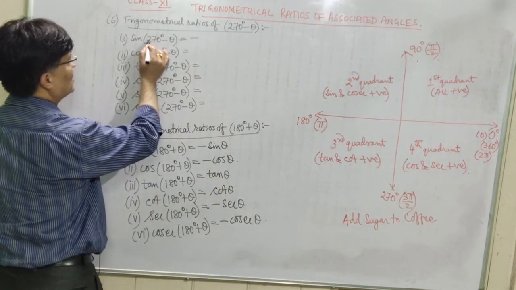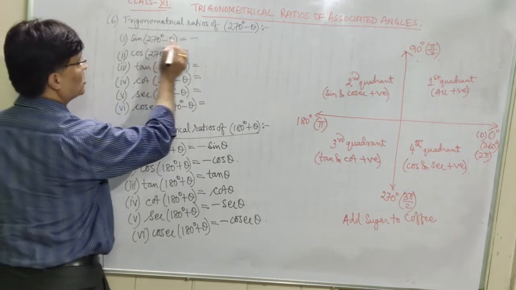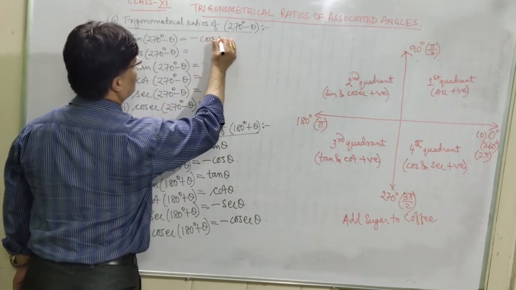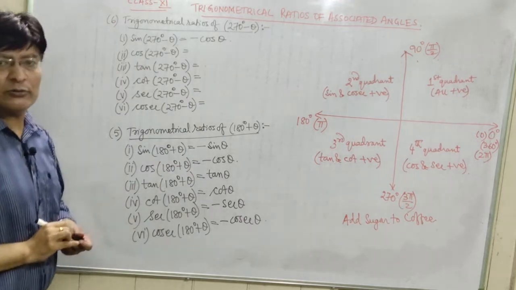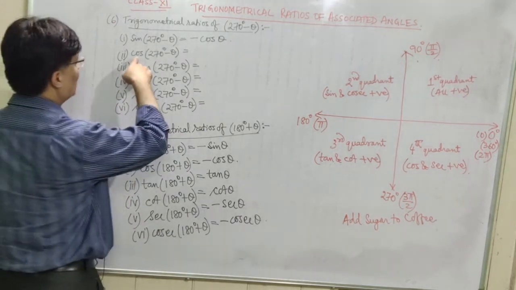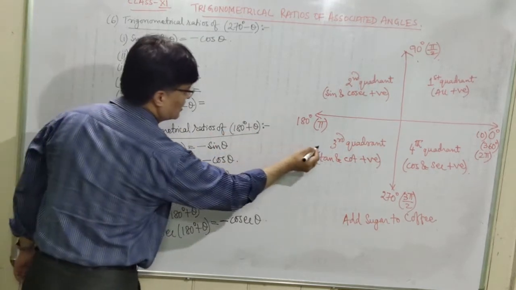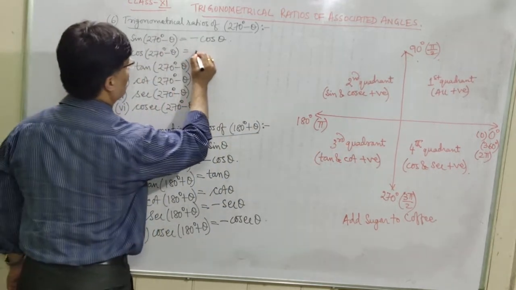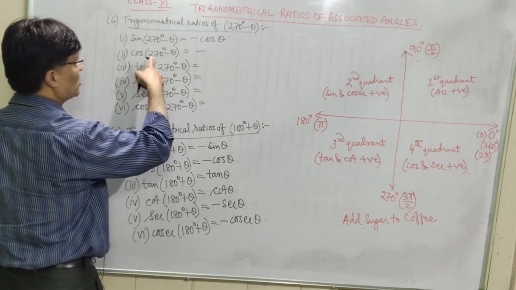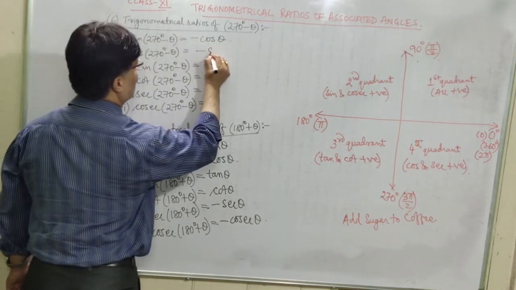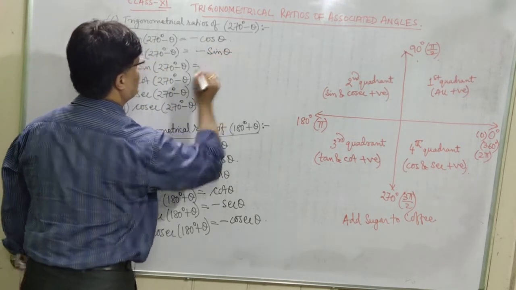And since it is 90 into 3, odd multiple of 90, so sine changes to cos. Is that clear now? Next, tell me the formula of cos 270 minus theta. 270 minus theta lies in the third quadrant. In the third quadrant, cos is always negative. And since it is odd multiple of 90, so cos changes to sine. So it is sine theta.